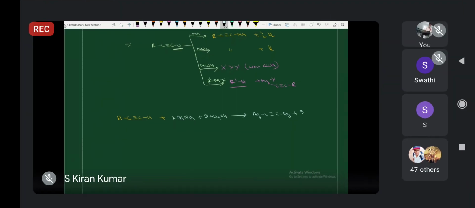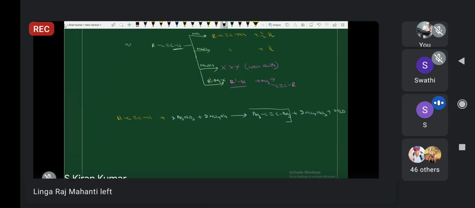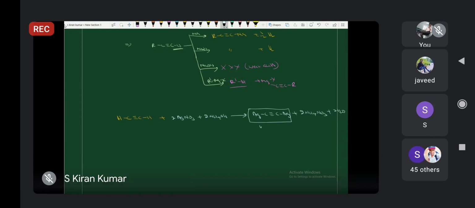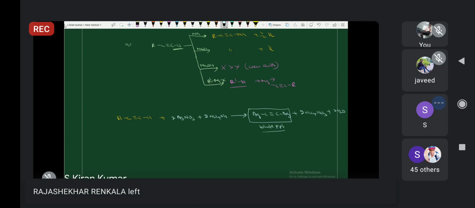Silver acetylide plus 2 moles ammonium nitrate, NH4NO3, and 2 moles water. These are the byproducts. Silver acetylide, like this. A white precipitate we are getting. So these are the silver acetylides.